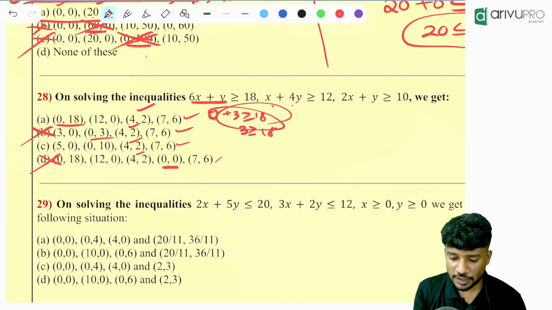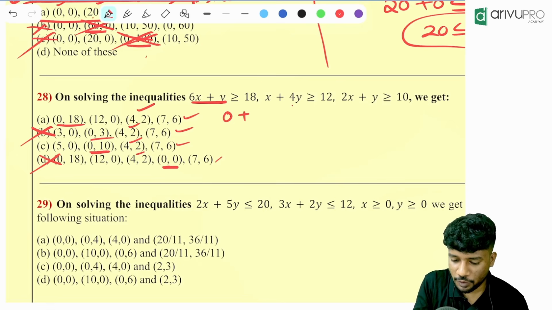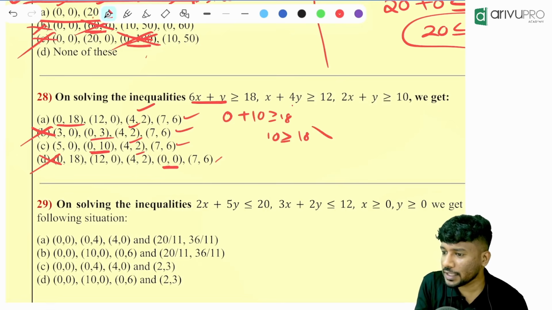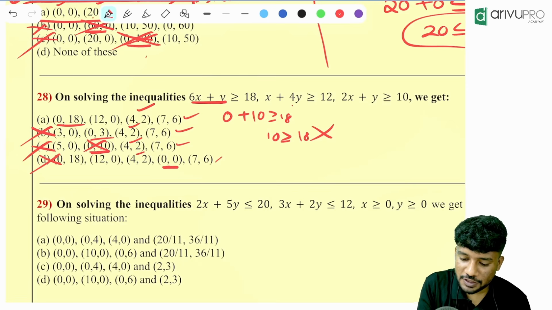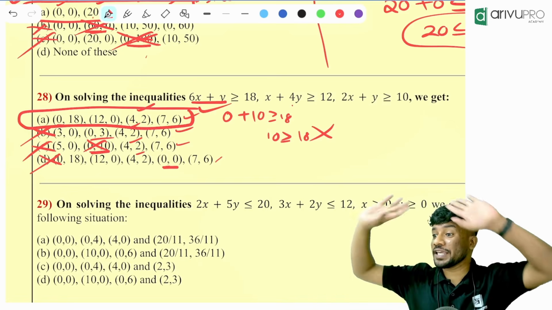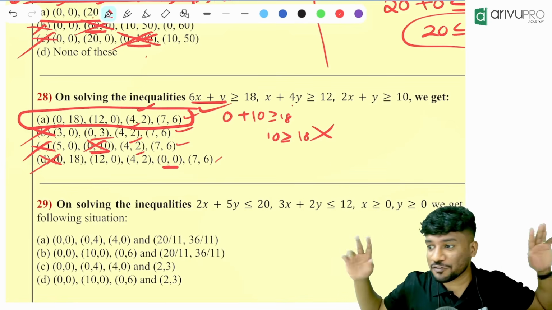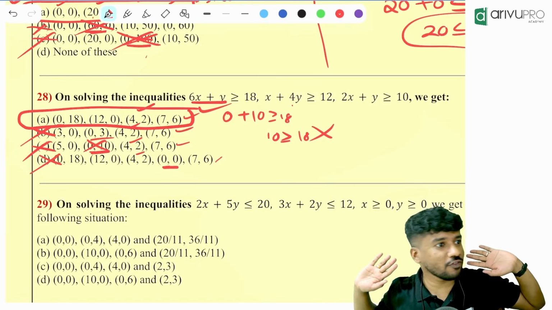Now which one will you try? Everyone try 0, 10. 0, 10 means 6 into 0 will become 0. Plus 10 is greater than or equal to 18. Is 10 greater than or equal to 18? Wrong. That means option C is wrong. Which option is the only possible option? Option E is the only possible option. So eliminate them. Elimination is the easiest way of getting the answer. I hope that everyone understood.